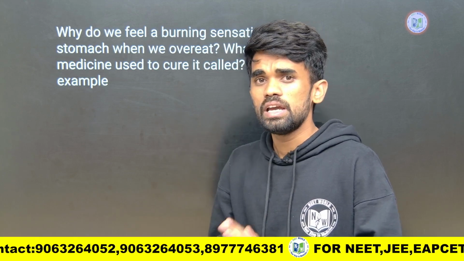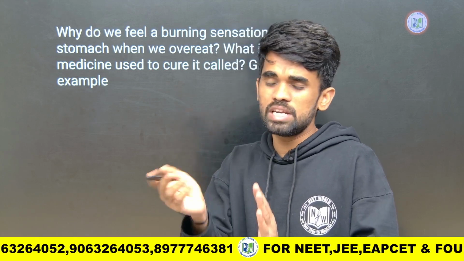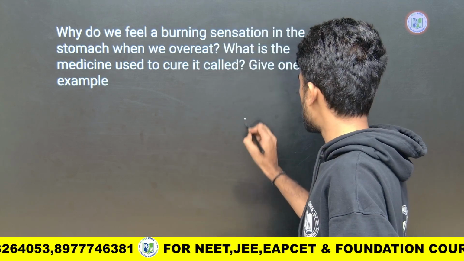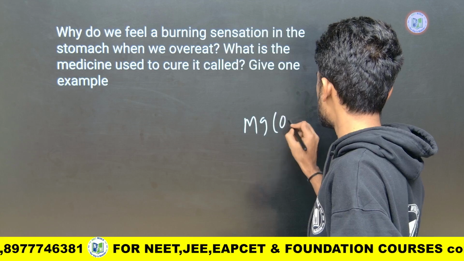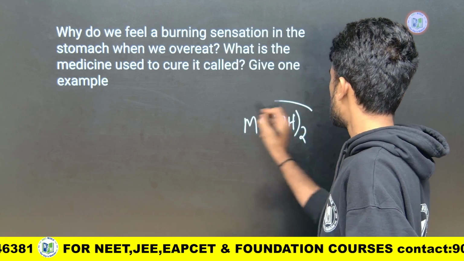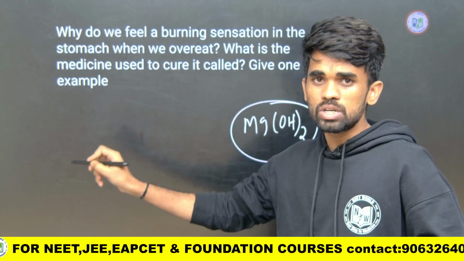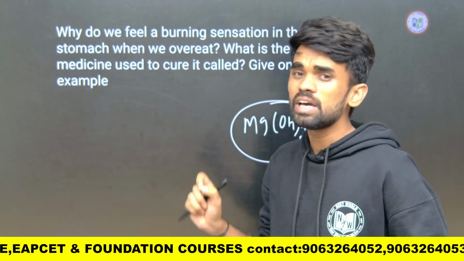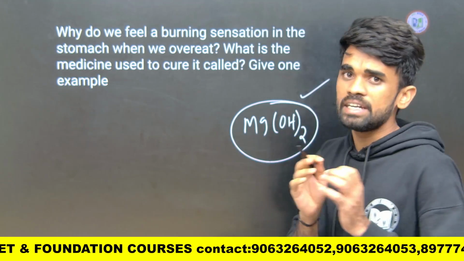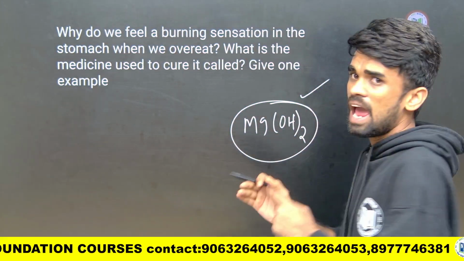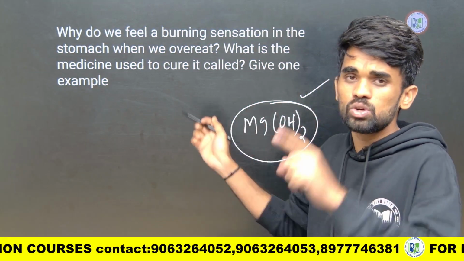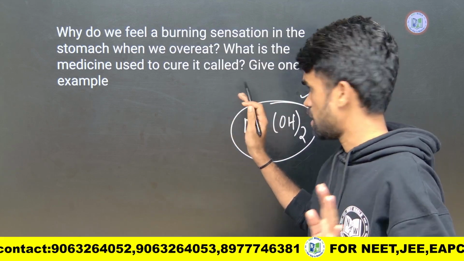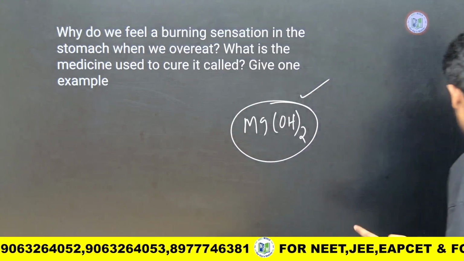Now in order to neutralize this acid, we need to add a base. What is the material to be considered? Magnesium hydroxide, Mg(OH)2, milk of magnesia, is taken to get relief from the acidity problem. This is considered an antacid. We call it an antacid, used for neutralization of acidity in the stomach of a person or any other living beings.